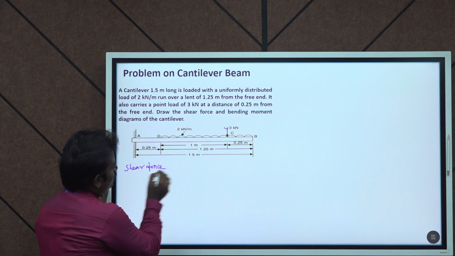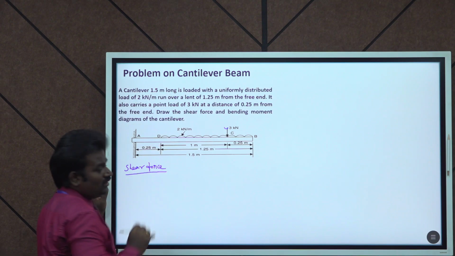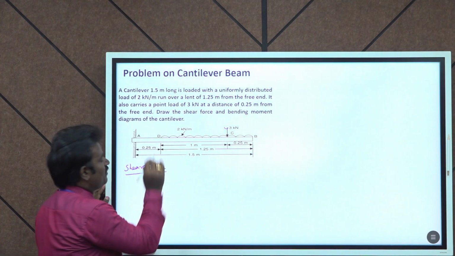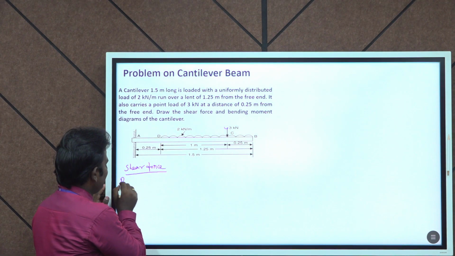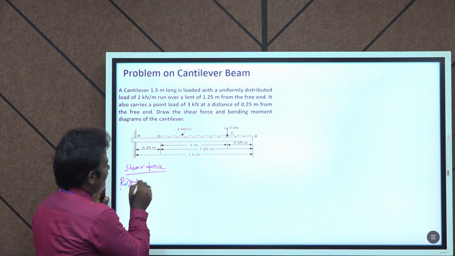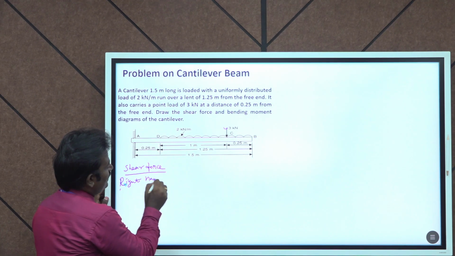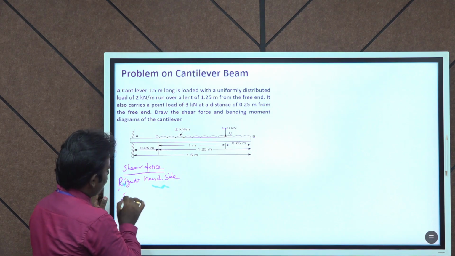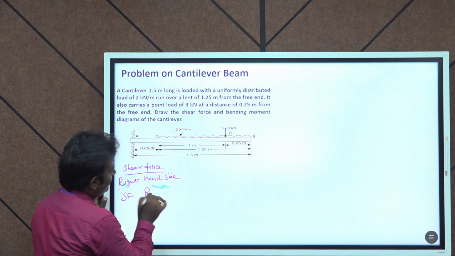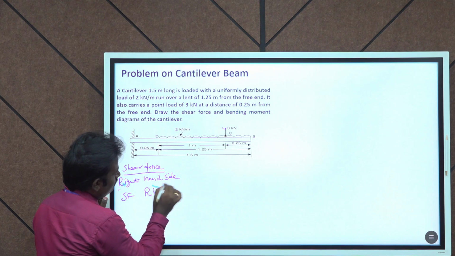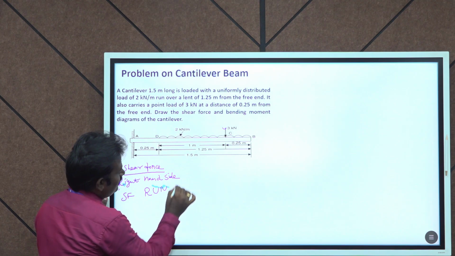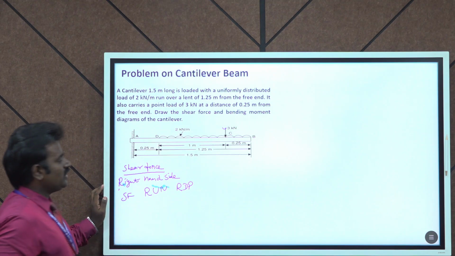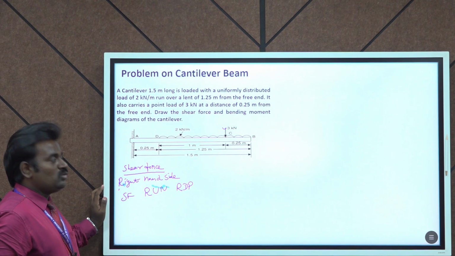Before solving the shear force, we should know the sign conventions of shear force. For a cantilever beam, we consider the beam section from the right hand side. For shear force, right hand side upward is negative and right hand side downward is positive.